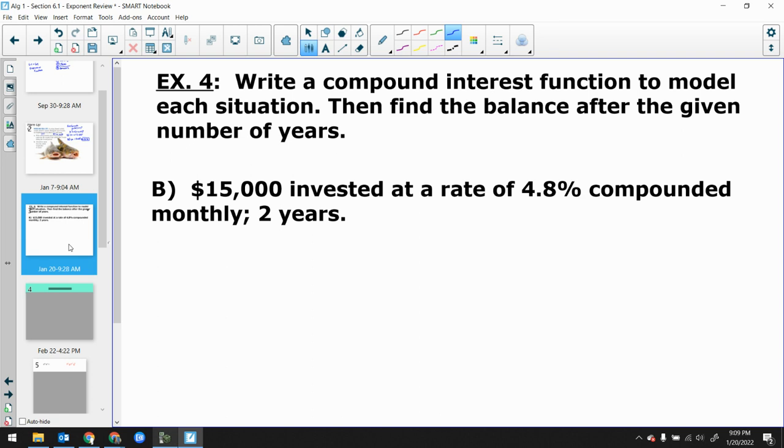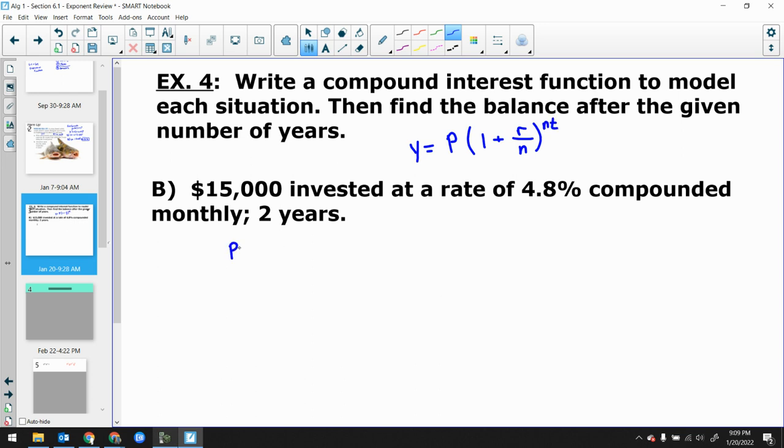All right, so write a compound interest function to model the situation. Now, remember what the compound interest formula is. Y is equal to P, the principal, the original amount, times 1 plus R, our rate, over N. Remember, N is the number of times this function is compounding. So if it's compounded quarterly, that was 4. Compounded semi-annually, that was 2. And then it's all raised to the nt power.